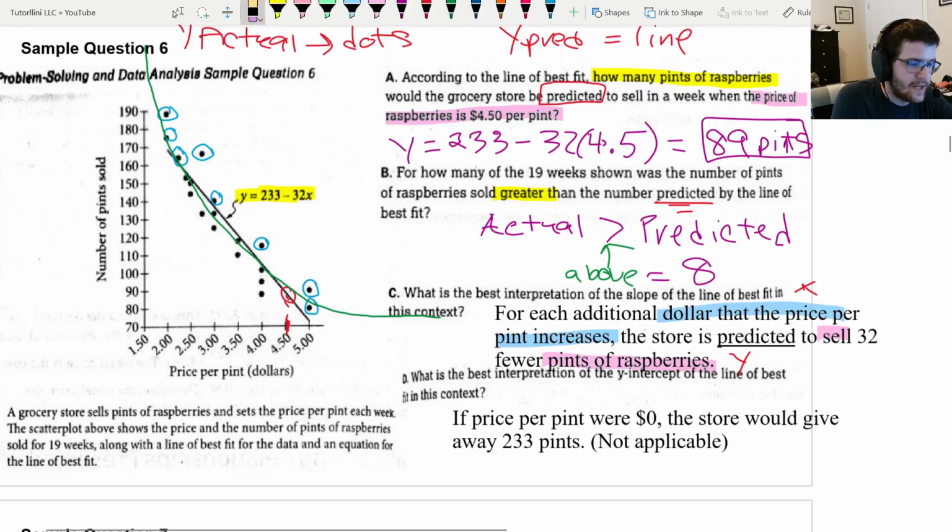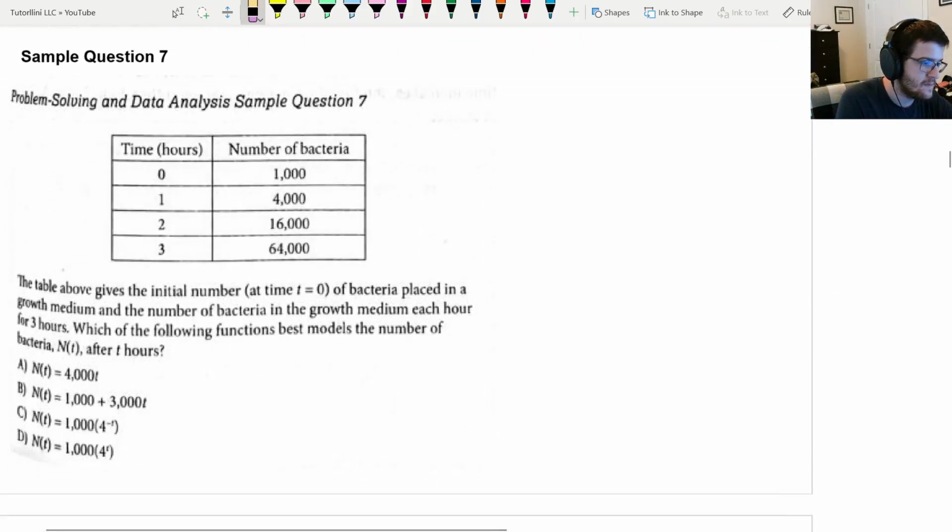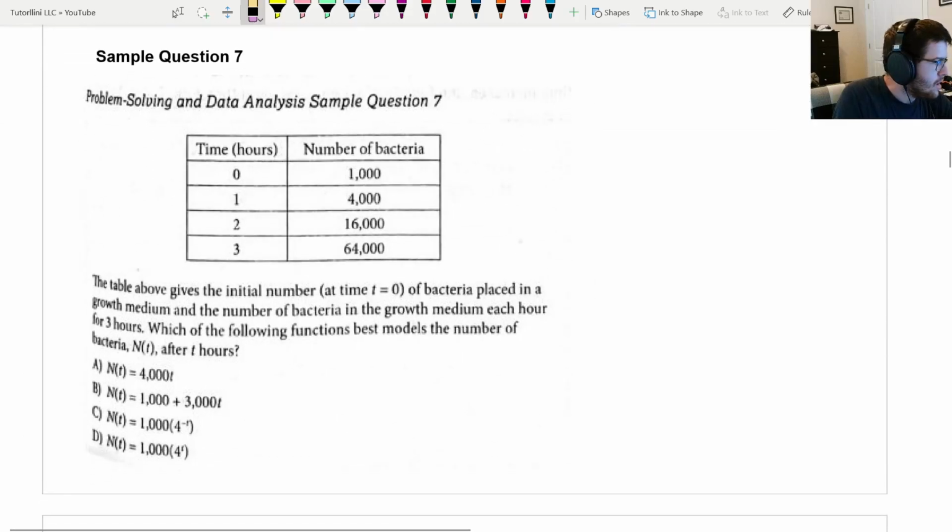So there really is no right answer to this question, but that still is the idea: it's the y value when x equals 0. So y equals 233 pints when x equals $0. Very good. Let's keep going. All right, sample question 7.